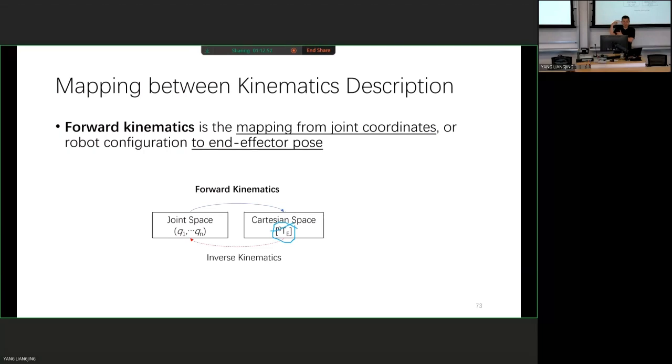So the problem of forward kinematics is basically: I give you the joint variables, you tell me the coordinate space pose. As simple as that, right? Meaning if I send this value to the robot, where will the hand be?